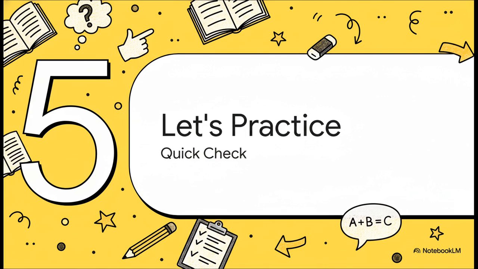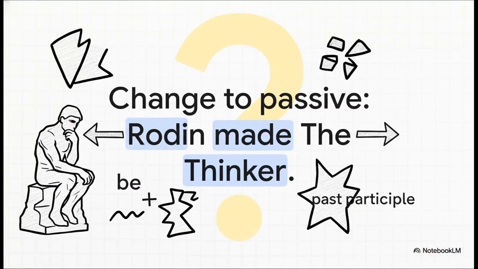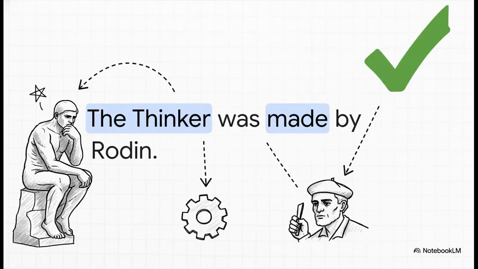Okay, that's enough theory. The best way to learn this stuff is by actually doing it. So, let's put what you've learned to the test with a little practice round. Ready? All right, first one. How would you change this sentence into the passive voice? Rodin made The Thinker. Take a second, think about the object, and remember that formula, be plus past participle. Did you get it? It's The Thinker was made by Rodin. We just take the object, The Thinker, and make it the subject. Since it happened in the past, we use was, and the past participle of make is made.